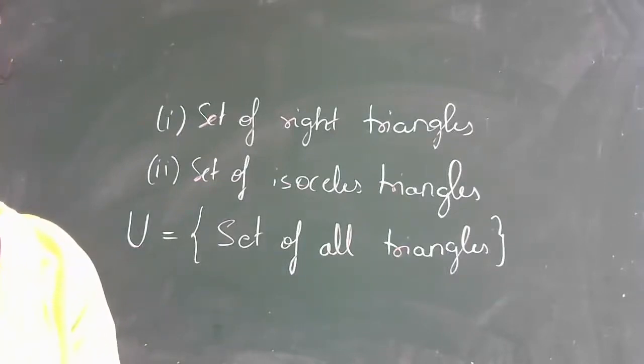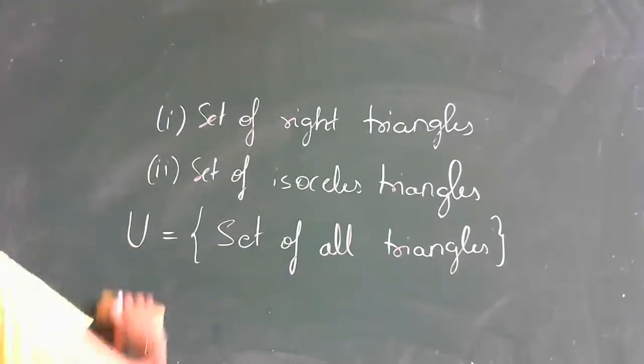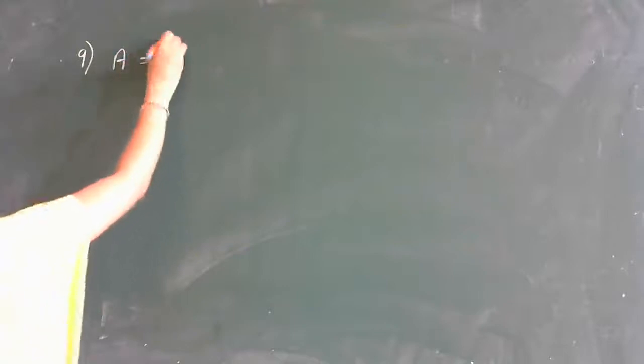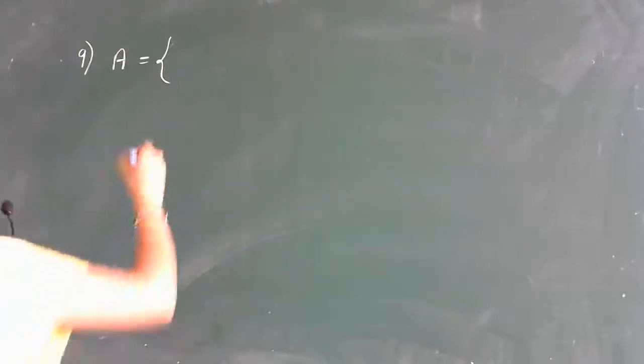9th question. Given the sets, they have given 3 sets. A is equal to 1, 3, 5.